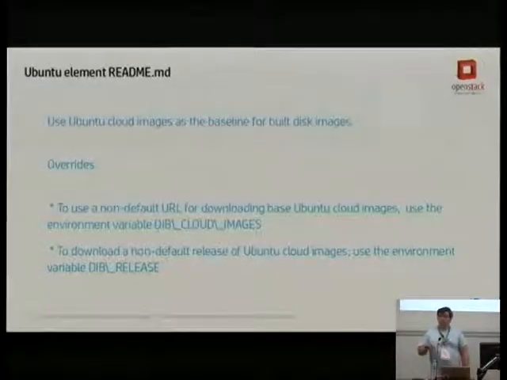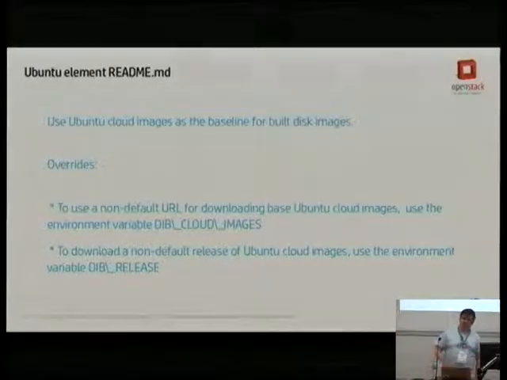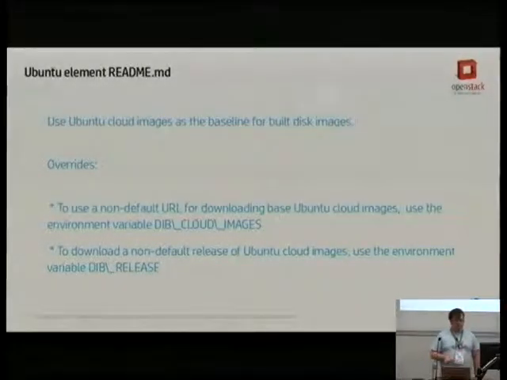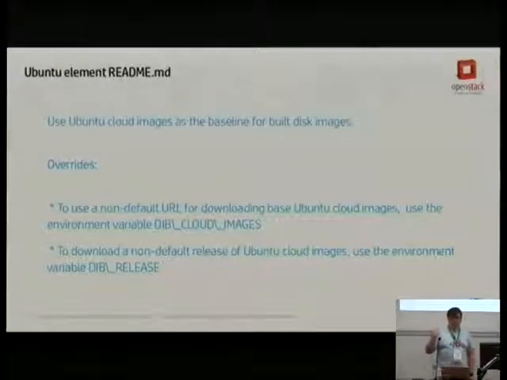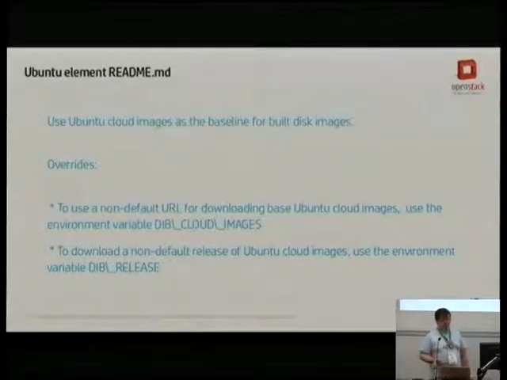I want to walk through in detail the Ubuntu element just to give you a sense of the sort of code we end up writing and how much complexity there is. So this is the README file. It just tells people how to use it. We use Ubuntu Cloud images, and it's the baseline. You can override its behavior by exporting a couple of environment variables.